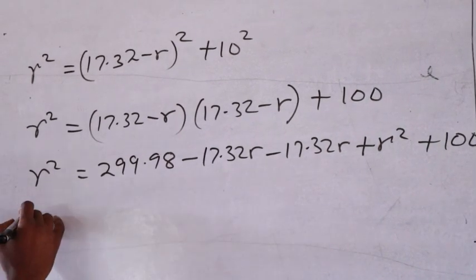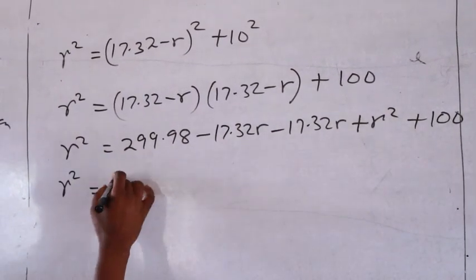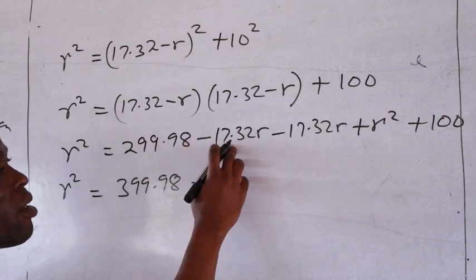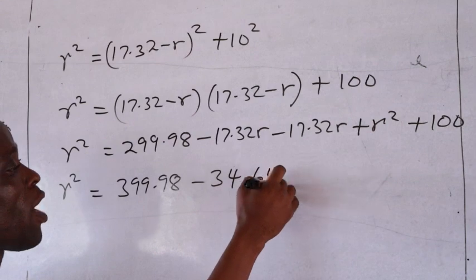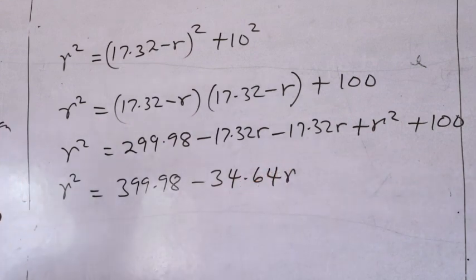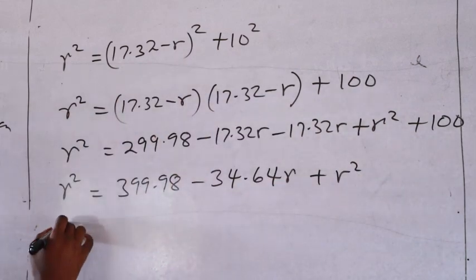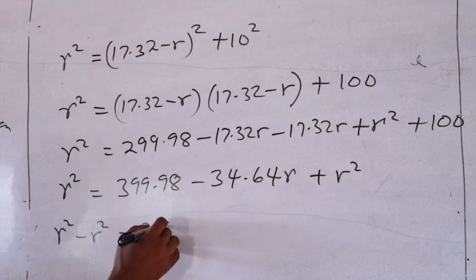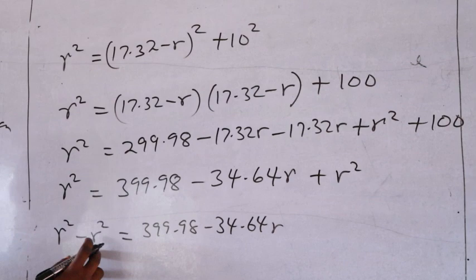Okay. So r squared equals 299 plus 100, that's 399.98, minus 34.64r, plus r squared. So r squared will come here: r squared minus r squared. This one too is 399.98 minus 34.64r. This one is already 0. Abi?